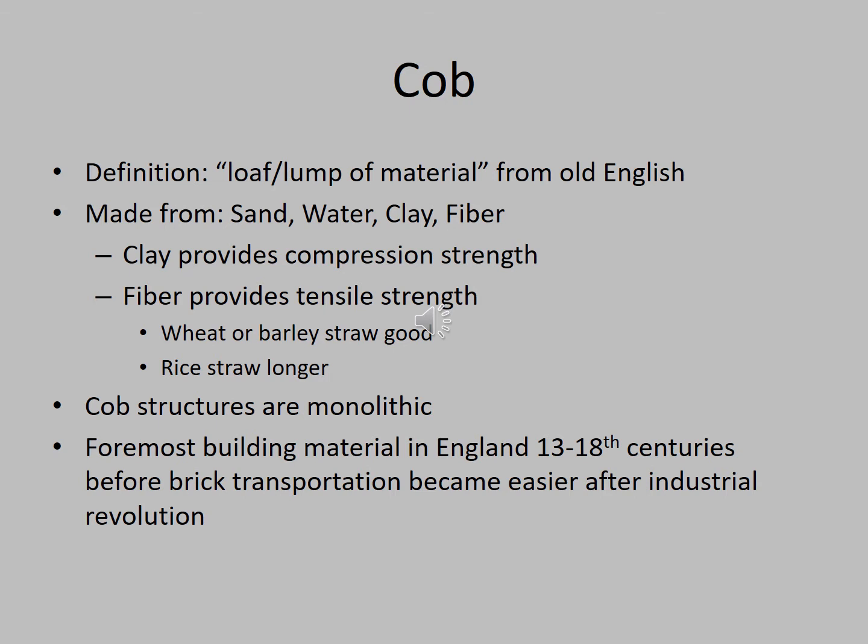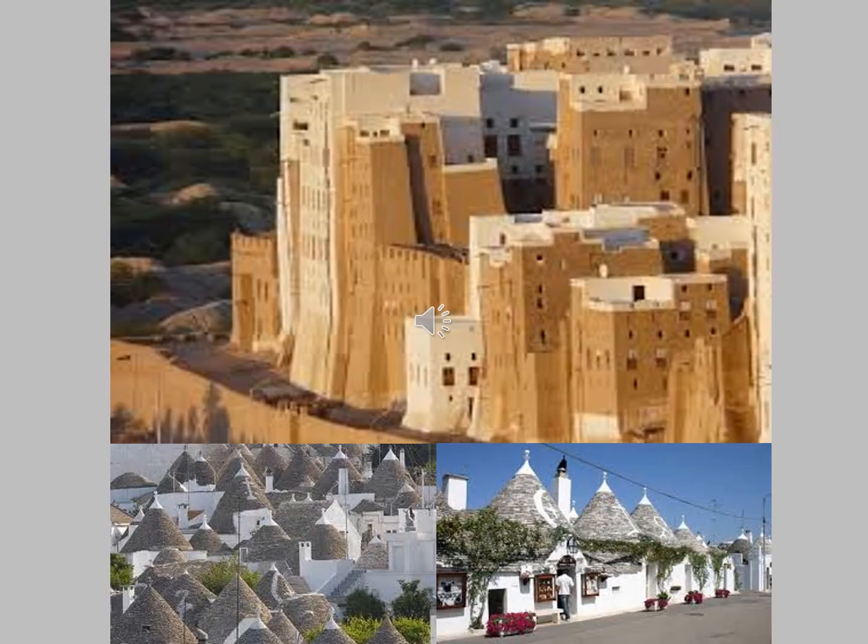The foremost building material in England in the 13th through 18th centuries was cob, before brick was invented and able to be transported pretty long distances, when brick became the big building material. Cob was before that. Cob is a building material used throughout the world. The top image is showing you 6 to 8 story buildings made mostly of cob in Yemen, and the bottom two images are showing you 8th century buildings in Trulli, Italy, that are made partly from cob. It's been around a long time.